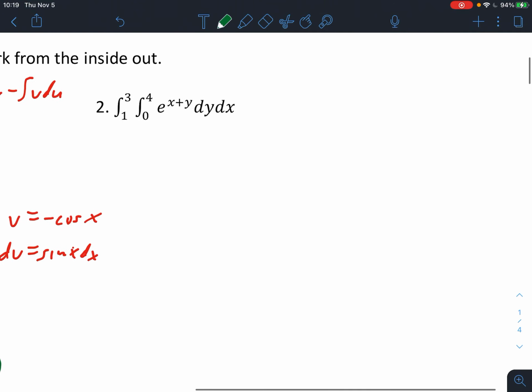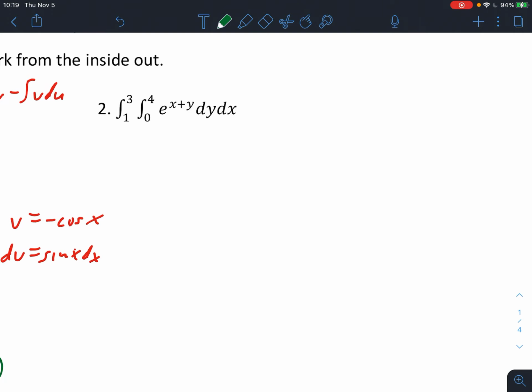All right, the second one. We're going to integrate dy first, which means we're going to integrate the expression e to the x plus y with respect to y first. Before I do that though, I'm actually going to rewrite this as e to the x, e to the y. It's going to make this a little bit easier on us, in my opinion. So we're going to integrate that expression with respect to y.